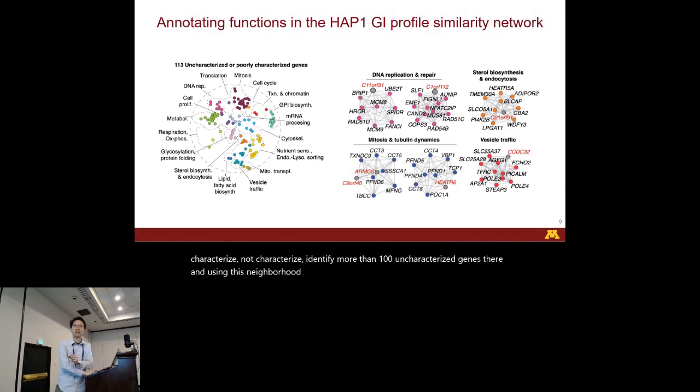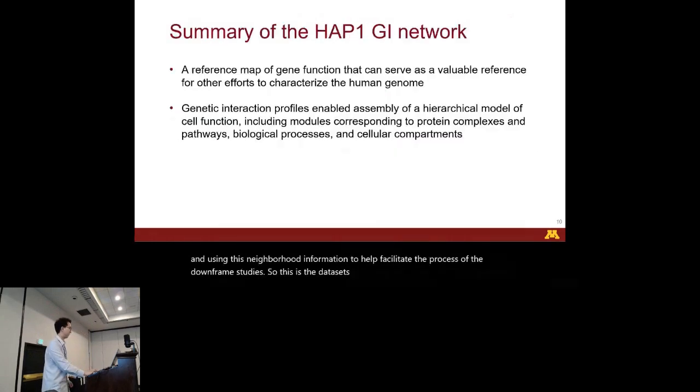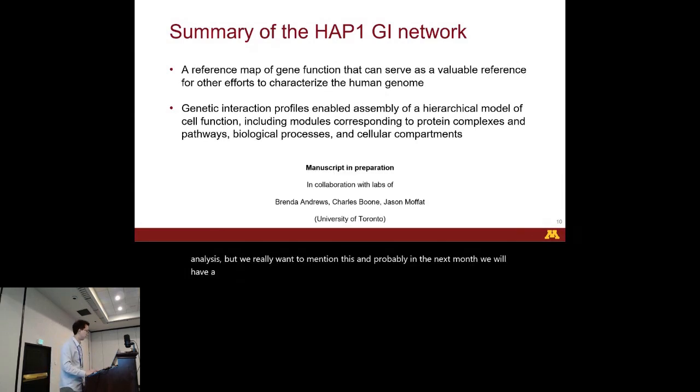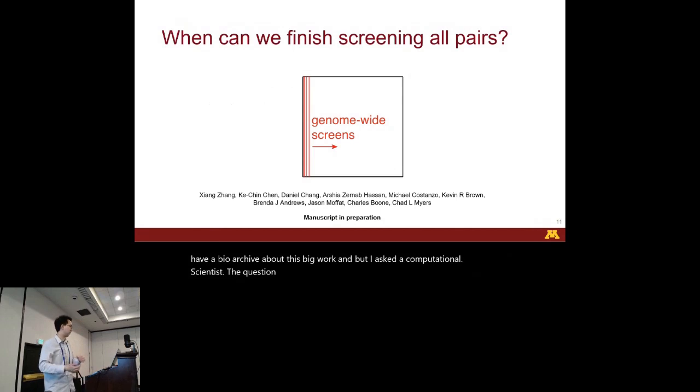So these are the data sets. This is not even the downstream analysis, but we really want to mention this, and probably in the next month we will have a bioRxiv preprint about this big work. But as a computational scientist, the question I ask is, when can we finish screening all of these pairs?